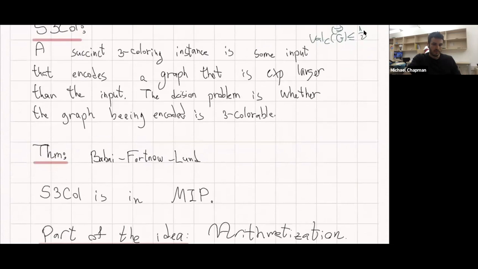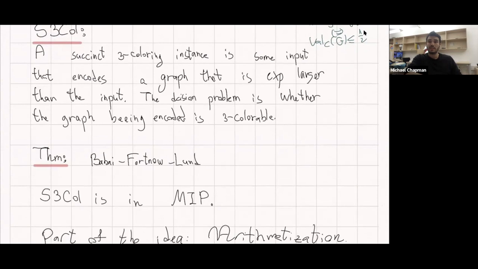In a very famous paper by Babai, Fortnow, and Lund, they showed that this decision problem is in MIP. So you can translate any succinct encoding of a graph into a game in an efficient manner, such that the game either has classical value one or classical value bounded away from 1/2. This completely corresponds with the cases where the graph is tree colorable and not tree colorable. Great, so this is a very famous result.